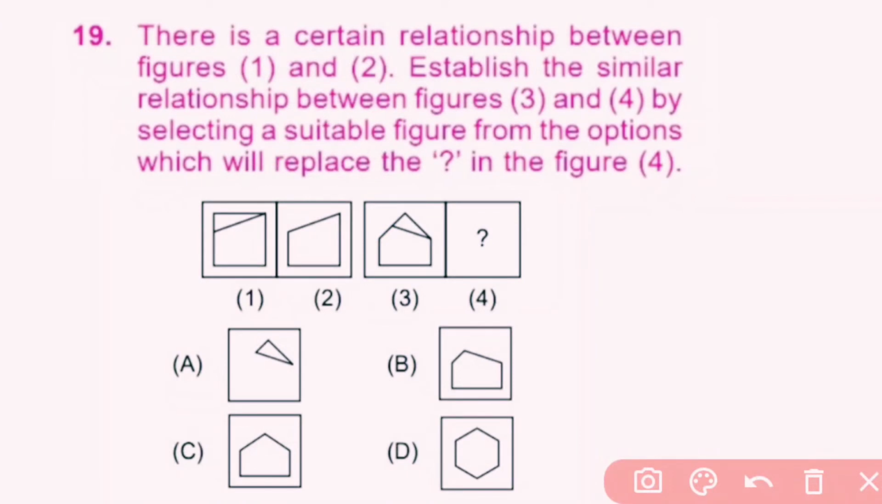Question number 19. There is a certain relationship between figures 1 and 2. Establish the similar relationship between figures 3 and 4 by selecting a suitable figure from the option which will replace the question mark in figure 4. So in figures 1 and 2, if we remove this part, we will get the second figure. So in option 3, if we remove this part, we will get figure B. So here B is the correct answer.